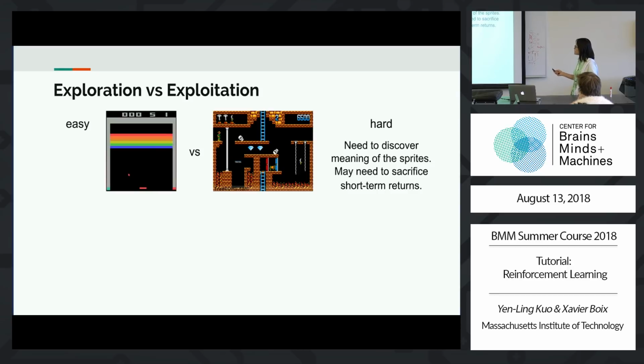And also, you may need to sacrifice some short-term returns in order to find something big in the future. For example, you may go down a path where you hurt some points, but you can get a key on the way.